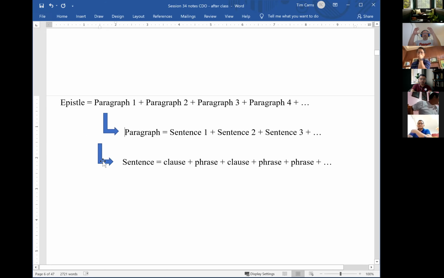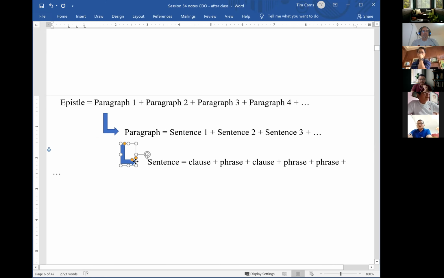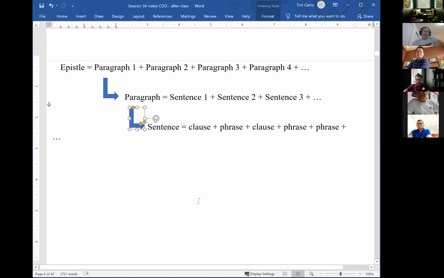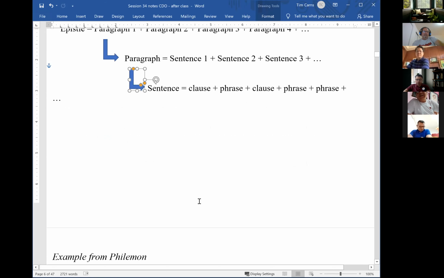So again, you have an epistle, it's broken up into paragraphs, and then each paragraph can be broken up into one or more sentences. And then each of those sentences can be broken into a series of phrases or clauses. All right. And so this just shows how we can break down each part. I'll show you an example of that from Philemon. This is the whole letter of Philemon, or at least as much as I can fit on your screen there. And notice what I've done here is I've broken up Philemon into its paragraphs.